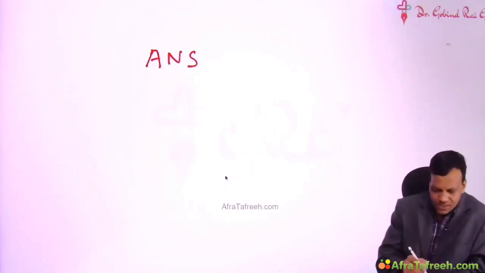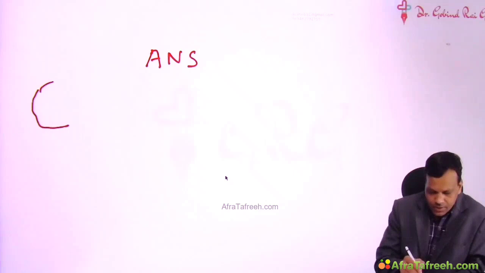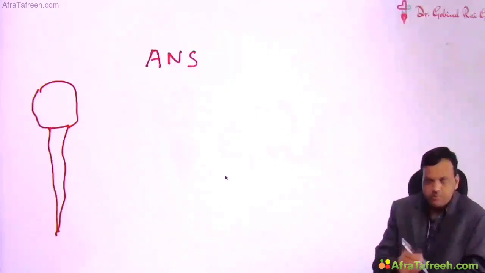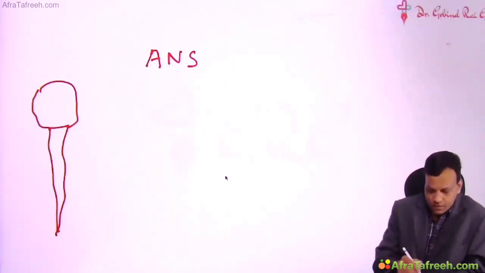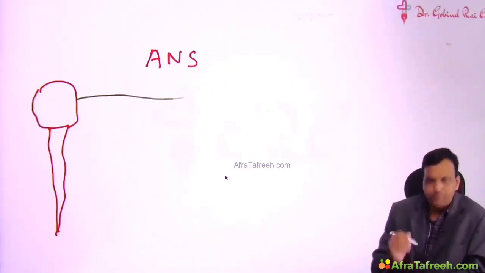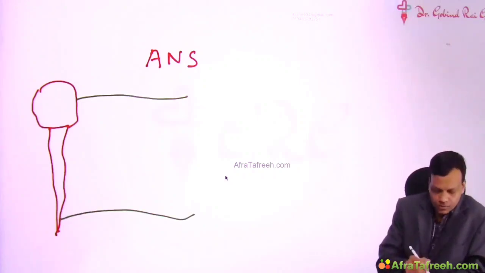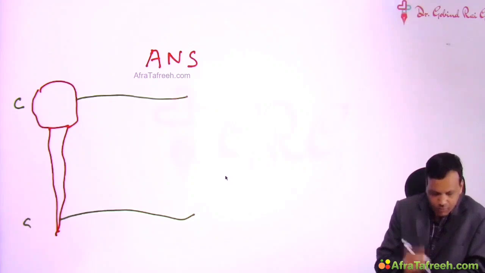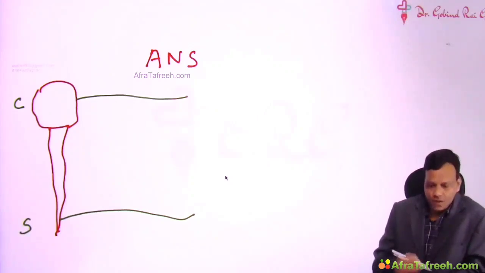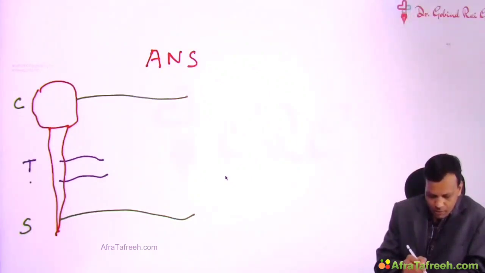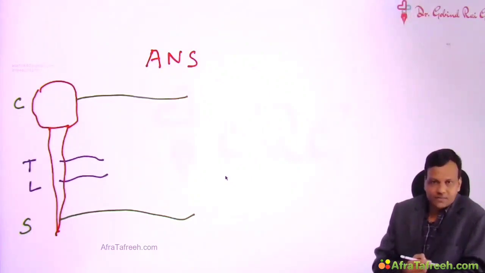So starting with the basic architecture, this is the brain, this is the spinal cord. The ANS originates from the brain and spinal cord. The fibers which originate from the brain, that means the cranial portion, and the sacral portion of the spinal cord, are the craniosacral outflow. This is the parasympathetic system. Whereas the fibers which originate from the thoracic or lumbar region of the spinal cord are the thoracolumbar outflow. It is the sympathetic system.